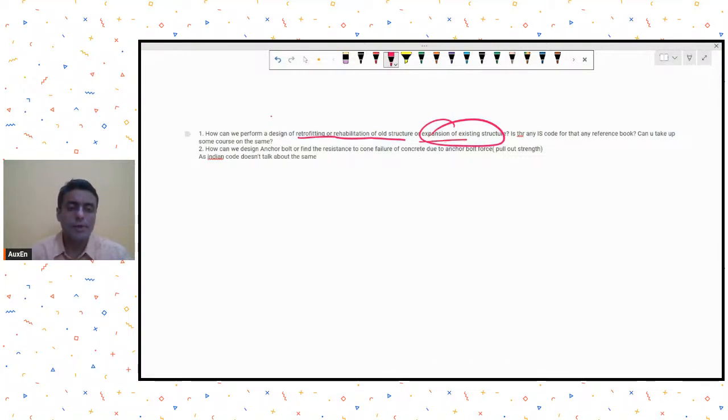Or you go to some structure which is standing. Let's say there was an industrial structure, it was supporting a 5-ton crane. Now they want the same structure to be good enough to take a 15-ton crane. So you will require retrofitting maybe in that. Or suppose there is an old structure which is in a bad condition, and you want to increase its design life or performance, then you want to rehabilitate it.